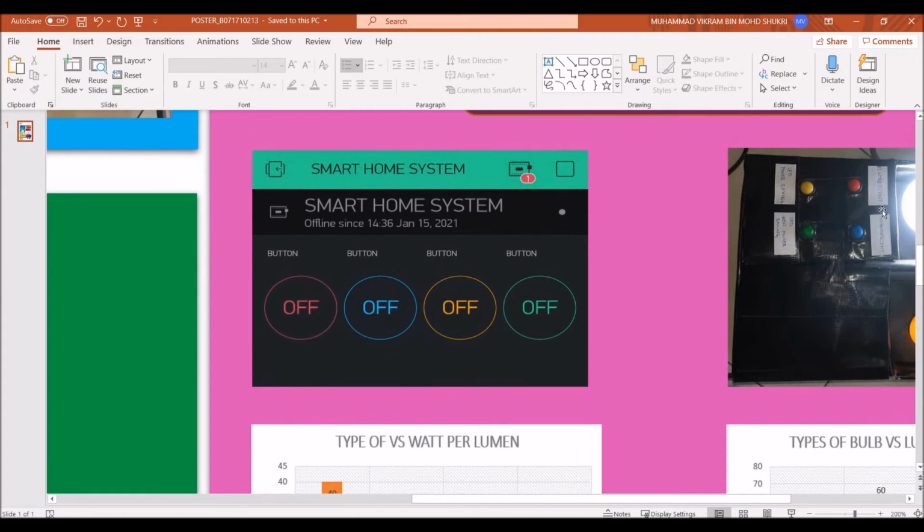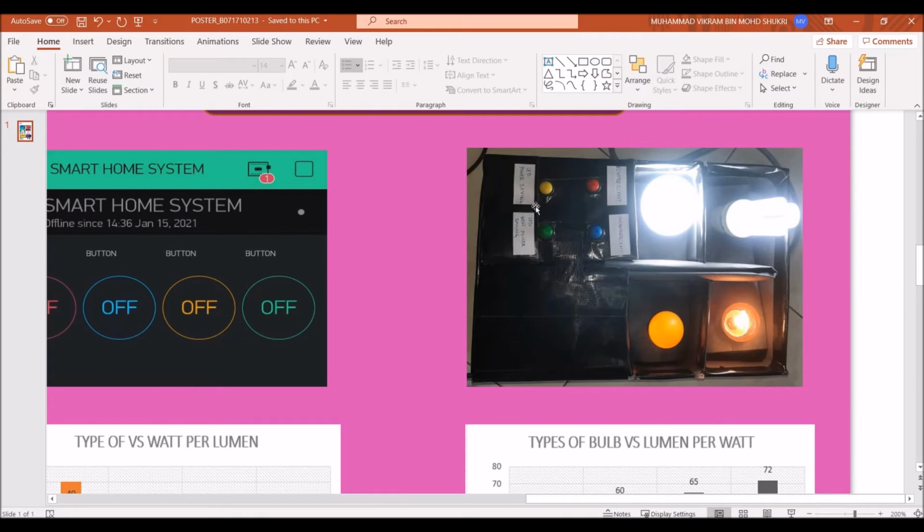As you can see here, the red one was for the fluorescent bulb, the blue one was for the incandescent, the orange one was for the LED power saving, and the green is the LED that's not power saving. The push buttons right here represent the exact same thing, but they are physically there. So if there is no internet connection, or we don't have a phone to operate the system, we can use the physical push buttons.